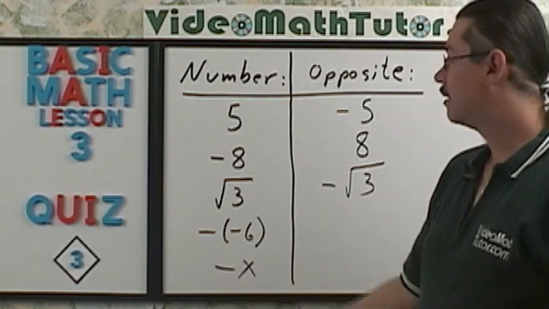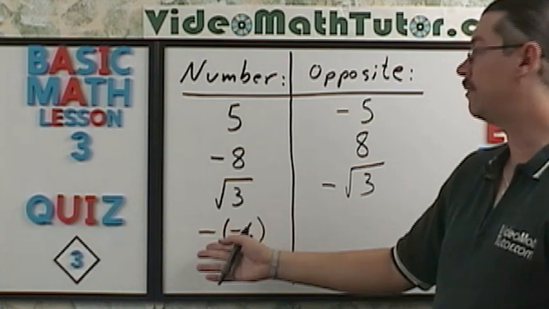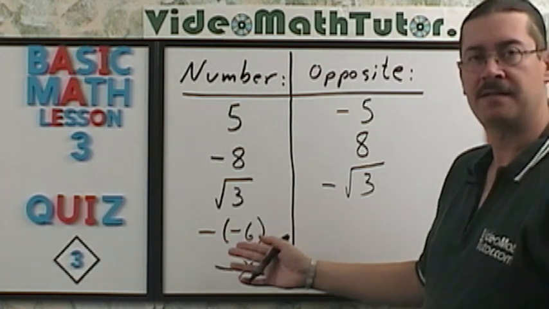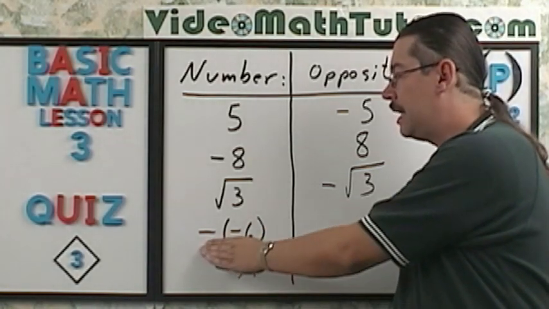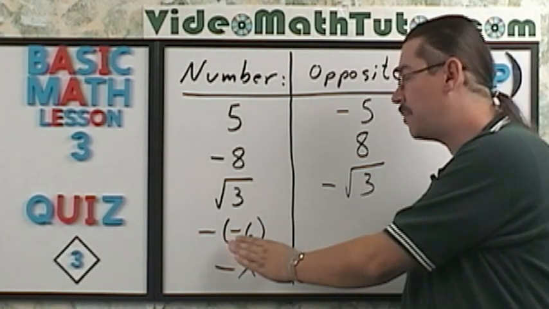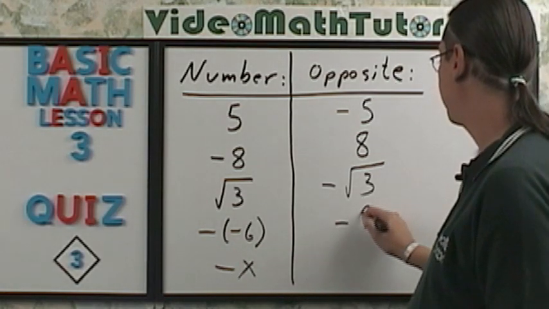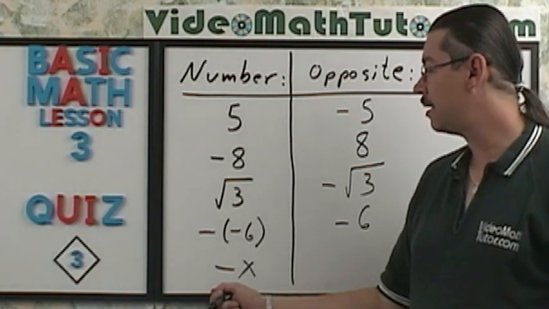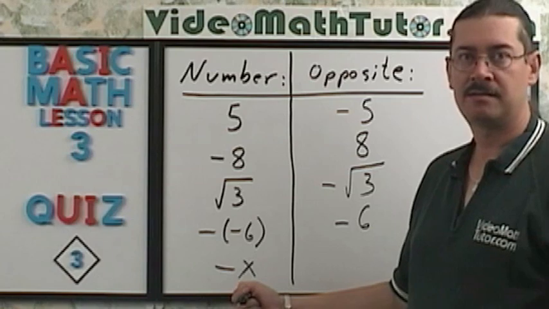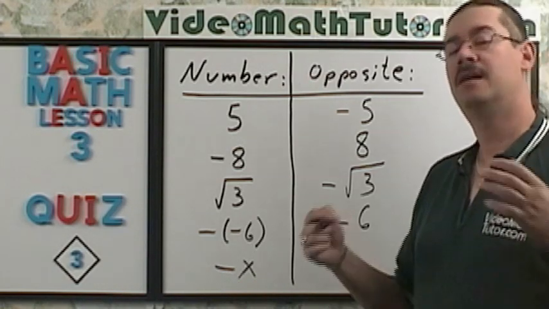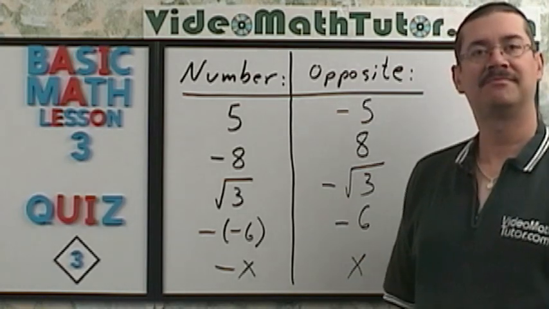Now I want the opposite of negative 6. Now you would say, no, it's the opposite of the opposite of negative 6. Ugh. Well, first off, what is this right here? Negative with negative is a positive. So this is really positive 6. What's the opposite of positive 6? Negative 6. And this last one, I want the opposite of x. That's like saying the negative of a negative, so it's positive. So this is going to be just x.